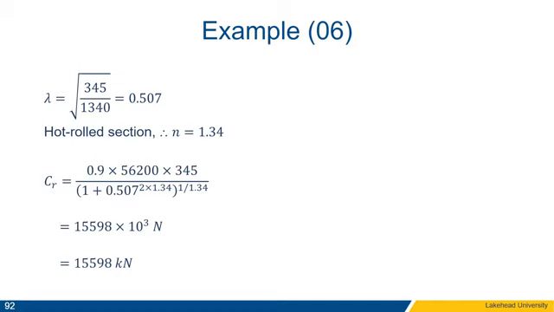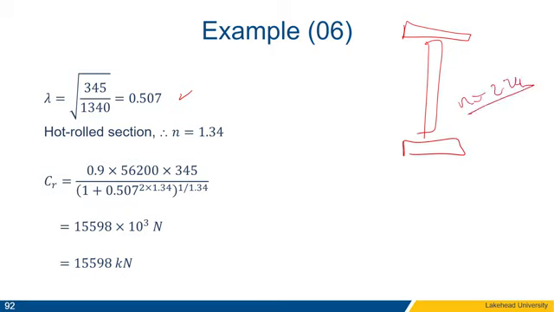You divide F yield by the FE that you evaluated from the previous slide under the square root, and you got the lambda. And since we have a hot rolled section and it is a doubly symmetric section, even though it is slightly built up, we can still use the N. By built up section we mean when the section itself is made of a couple of plates. Only in that case, N will be equal to the 2.24 that is mentioned in the code.